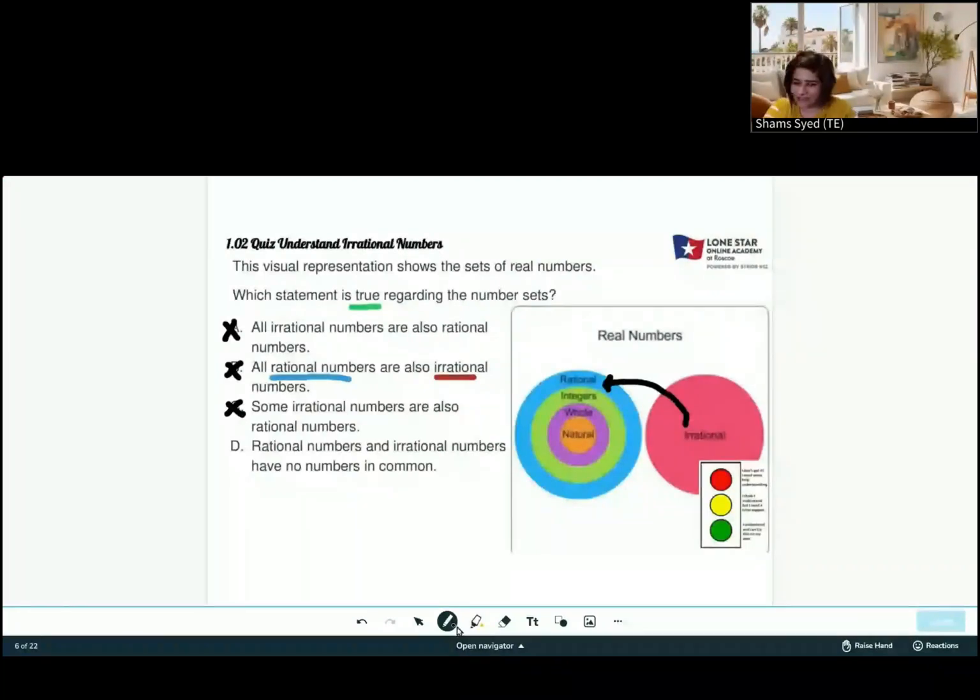Well, that does leave D as the answer, but let's see what D says. Rational numbers and irrational numbers have no numbers in common. And that is true. There is no overlap. They have no common numbers. Absolutely, Lily. You just typed in the full name and that just confused me a little. Absolutely.